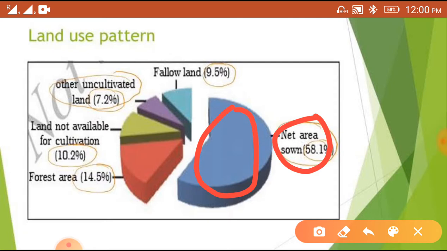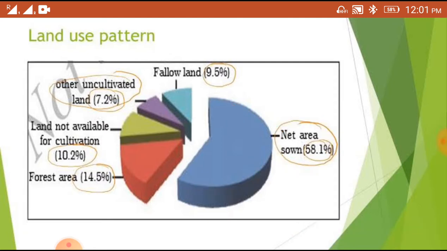Why is its percentage more? Because Karnataka has 61.4 percentage of people who live in village area. In Karnataka, 61.4 percentage people live in rural area. Main occupation of rural area people is agriculture. That is why the highest number of agricultural lands are there in our state.